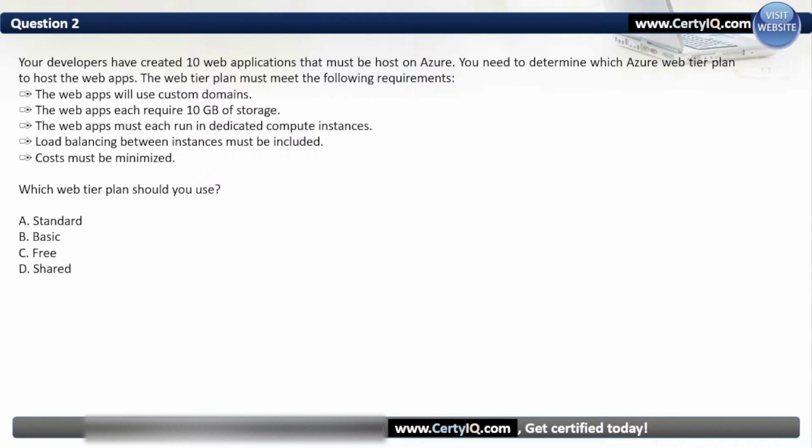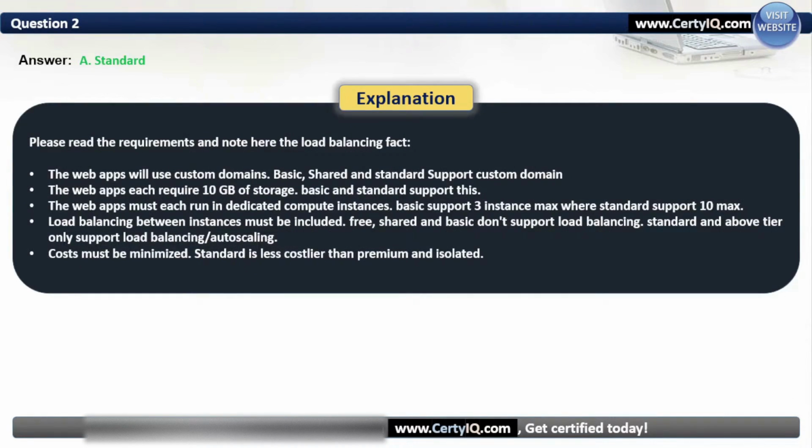The correct option is A, standard. Please read the requirements and note here the load balancing fact. The web apps will use custom domains. Basic, shared, and standard support custom domains. The web apps each require 10 GB of storage. Basic and standard support this. The web apps must each run in dedicated compute instances. Basic supports 3 instances max, whereas standard supports 10 max.